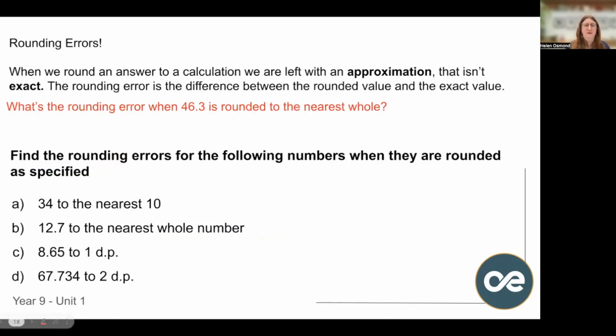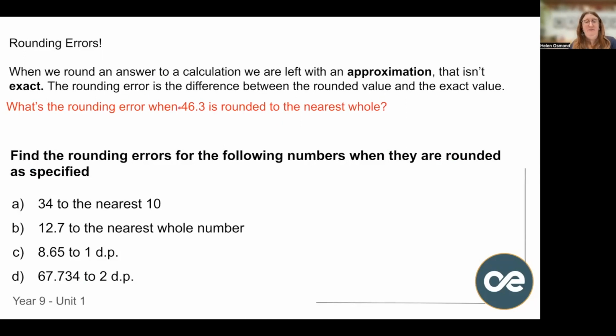Let's have a look then at the next one. Rounding errors. So we've done all the work on rounding, but it can be really useful to have a look at the error that we have left when we round. So let's show you an example, because what we have left when we've done a calculation, it's an approximate answer, it's an estimate, it's not exact. The rounding error is that gap between the rounded and the exact. Doesn't matter which way around you do the calculation, we just want the difference.